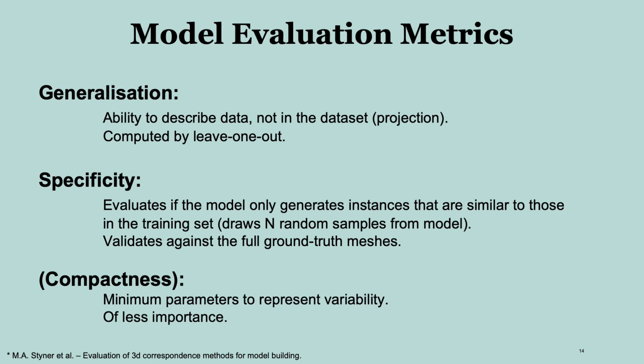What we still need to do is some evaluation to see if we can actually compute good models from only partial data. To do so, we make use of the 3 model evaluation measures: generalization, which describes how good a model is to explain data outside of our dataset, and specificity, which evaluates how similar the generated shapes from the model are to the dataset that it was constructed from. And the third measure is compactness, which we will not focus on here, as we are more interested in having models which can generalize well to new data, but also remain within their shape space.